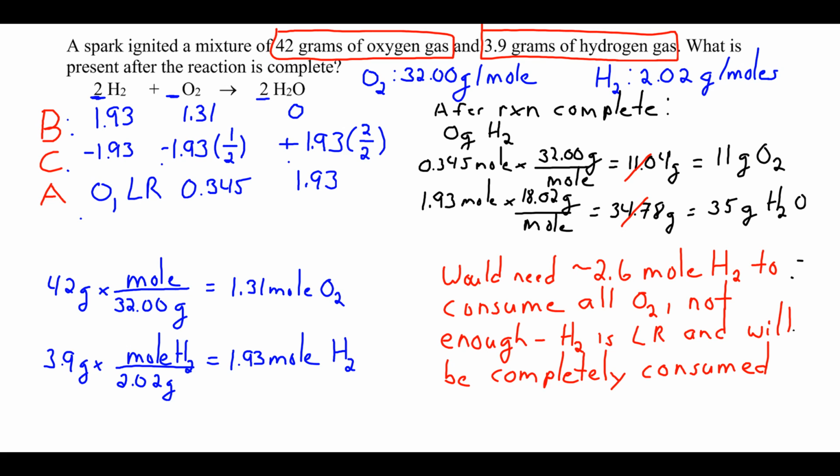All right, so here we've finished the problem. These are the moles that we have at the end of the reaction. So after the reaction is complete, we have 0 grams of H2 because that's our limiting reagent. It was completely consumed. We get our grams of each of O2 and water by multiplying the number of moles times the formula weight. And we remind ourselves we're limited to 2 sig figs, so we have 11 grams of oxygen, 35 grams of water.